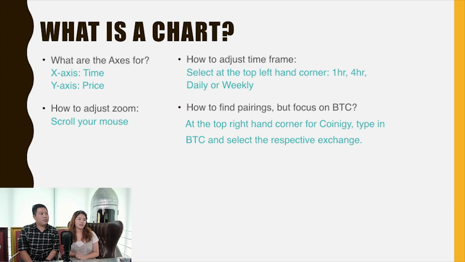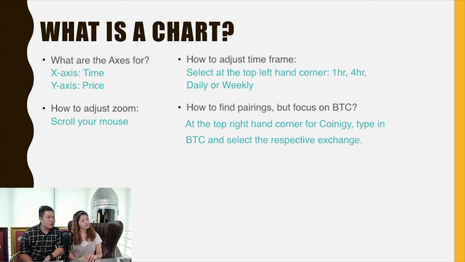What is a chart? What are the axes for? If you didn't know, axes is the plural of axis. The x-axis is the time and the y-axis is the price. You mean horizontal and vertical, yes? Yes. So how to adjust the time frame?